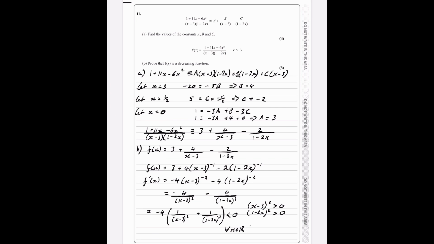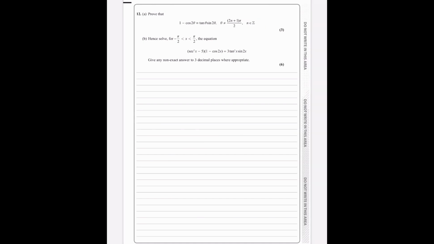So for all means every single value of x that's a real number, that expression for the gradient is going to be negative. Therefore, f of x is a decreasing function, which is what the question wanted us to show. You could play about with the function a little bit more if you wanted to. There are other ways of writing it which will also demonstrate that it's negative, but that way is sufficient.